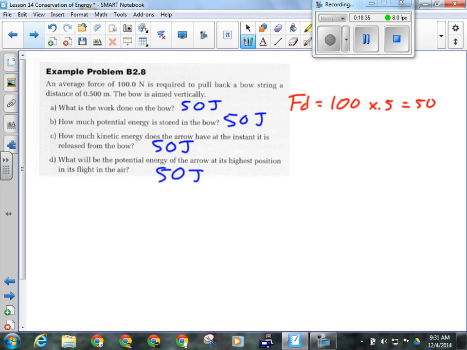Now, if I knew the mass of the arrow, would I also be able to calculate its speed leaving the bow and its maximum height? Yeah, because I know the energy. And those are the kind of things you're going to be asked to do.